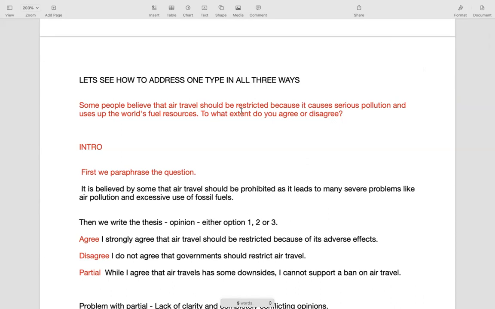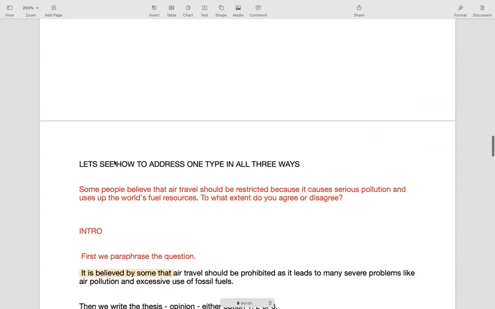Some people believe that air travel should be restricted because it causes serious pollution and uses up the world's fuel resources. To what extent do you agree or disagree? So the first thing that you need to do in the introduction is to write the topic, paraphrase the topic. And I paraphrase it like this: it is believed by some that air travel should be prohibited as it leads to many severe problems like air pollution and excessive use of fossil fuels. I've just paraphrased the topic. I want to add something.